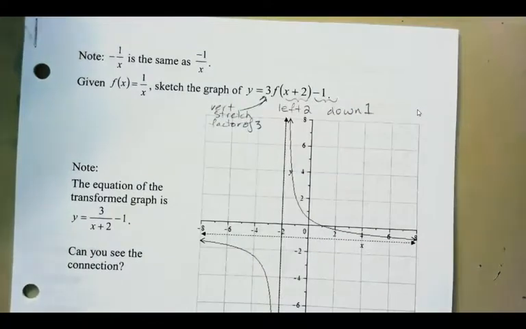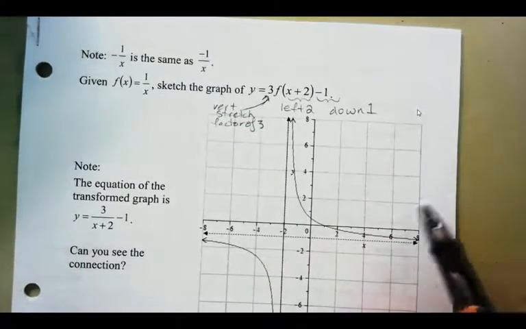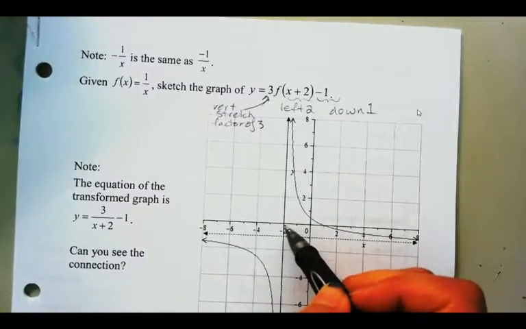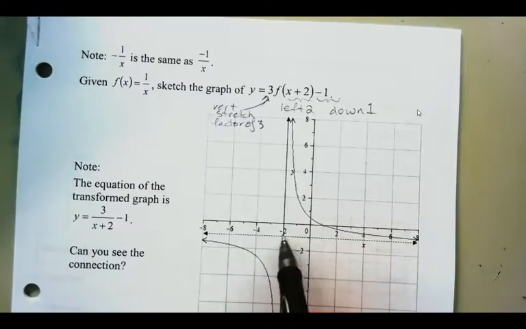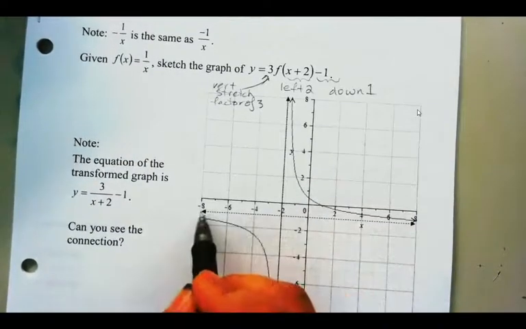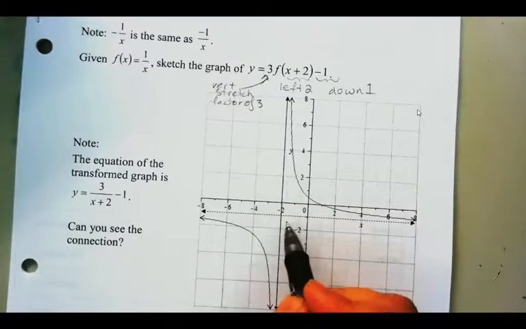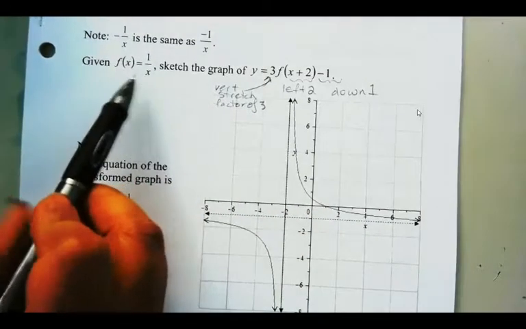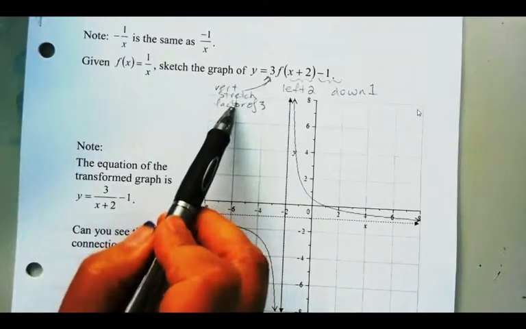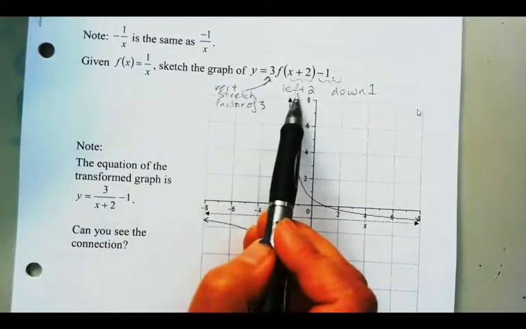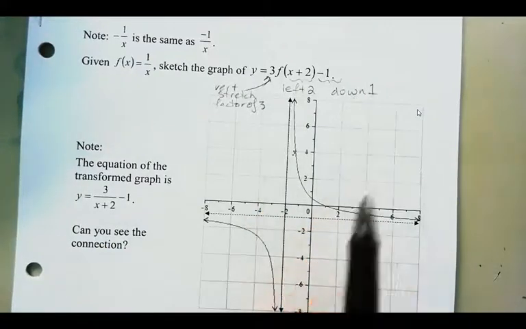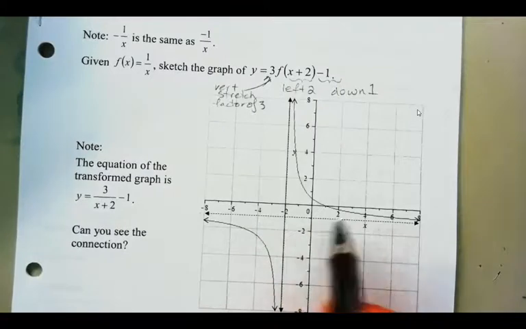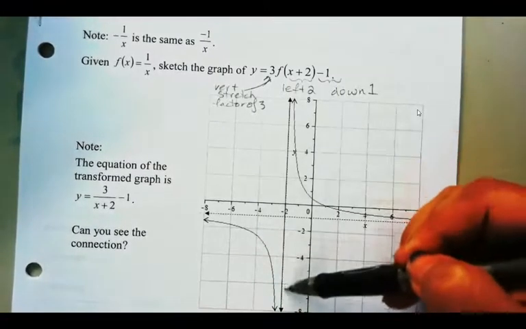They will be moving left 2 and down 1. So you see this graph right here. This is the graph given to you of 1 over x stretched vertically by a factor of 3, moved left 2 and down 1. Okay, so now your new asymptote is here at -1, at -2 over here.